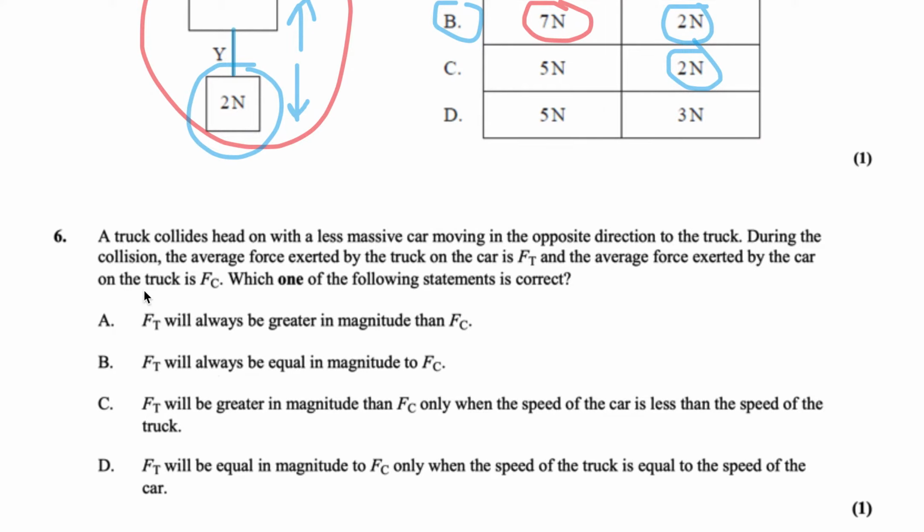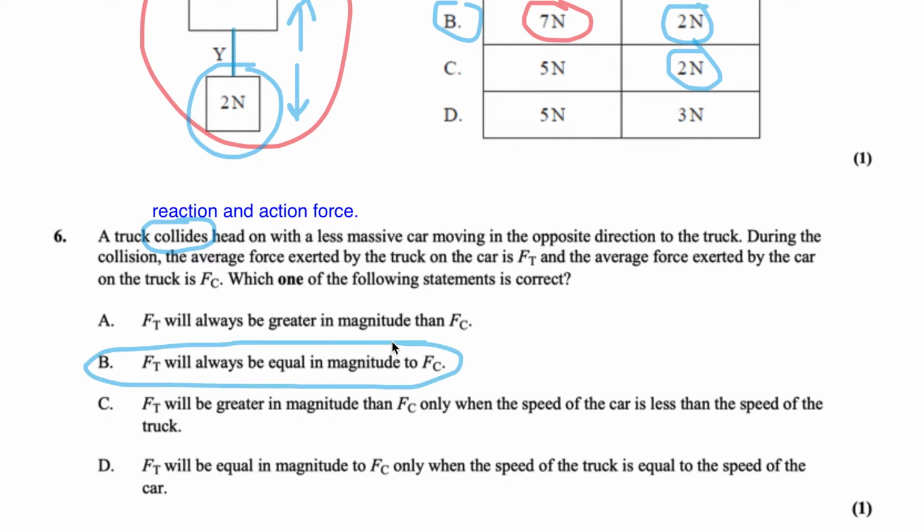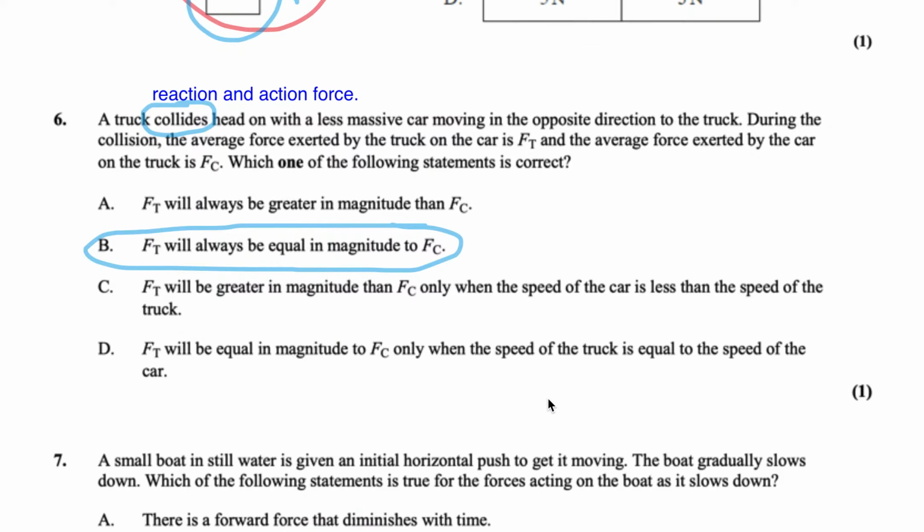And then question 6. Okay, question 6. So they collide. Okay, so they collide means it's action and reaction force. Right? Action and reaction force. Okay, so action and reaction force, they are equal magnitude, opposite direction. Equal magnitude, opposite direction. So we choose B.